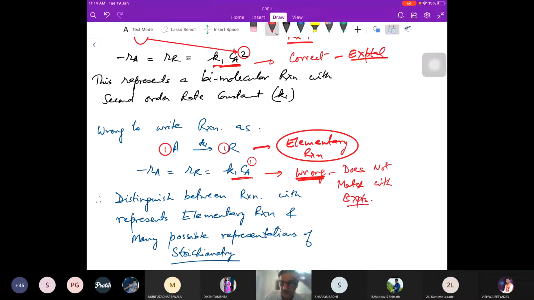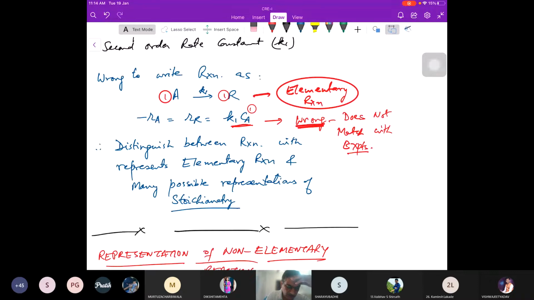ठीक है, समझ में आया? Yes, sir. Right? So that is why we cannot write it like this as an elementary reaction. You can write it as an overall reaction, doesn't matter. But the moment you say it's an elementary reaction, then the rate equation becomes different.